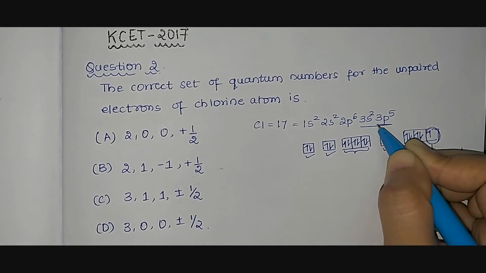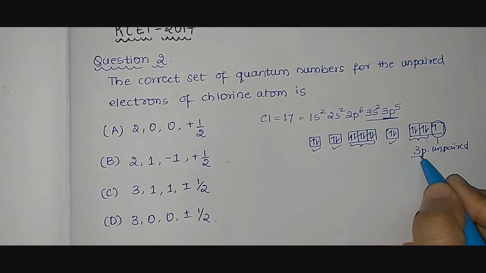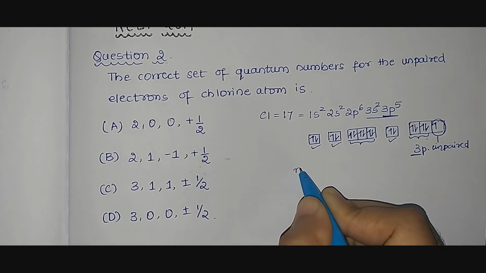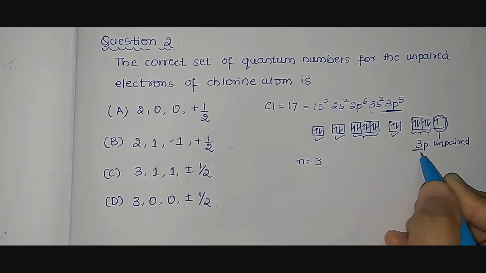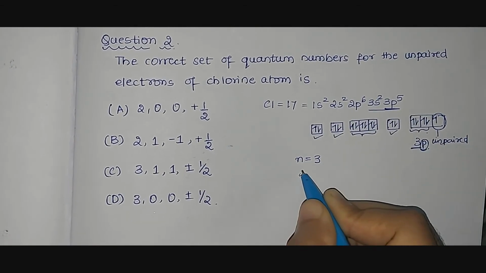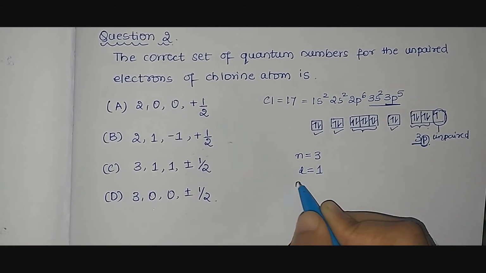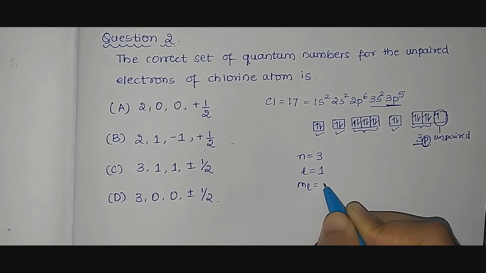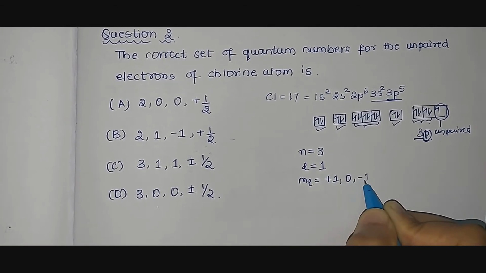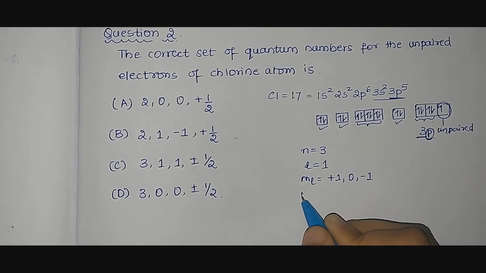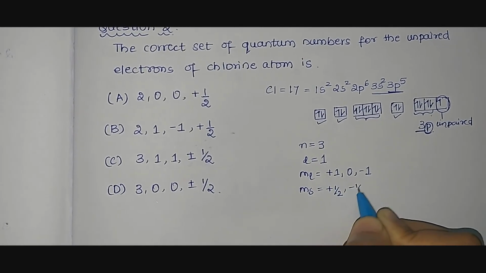It is present in which orbital? 3p orbital. So what does this 3 indicate? Principal quantum number, that is, it is present in the third shell. Since it is p orbital, its l value is equal to 1. Its ml value can be any one among these, that can be plus 1, 0 or minus 1. And spin quantum number can be either plus half or minus half.